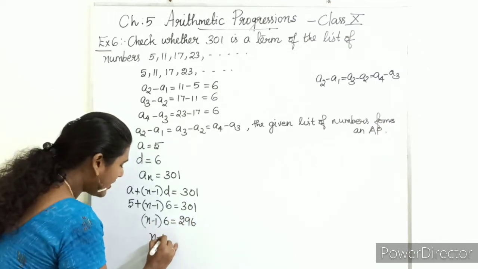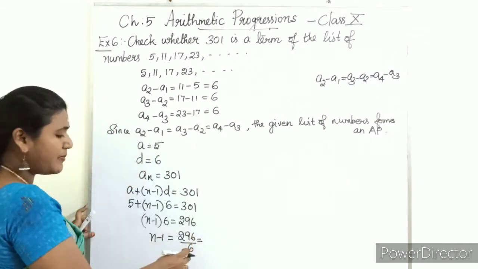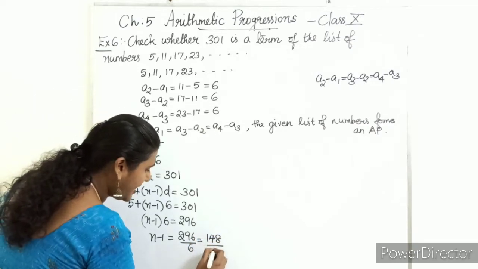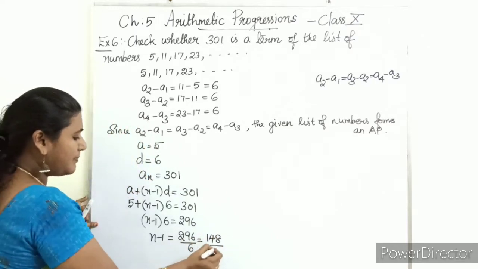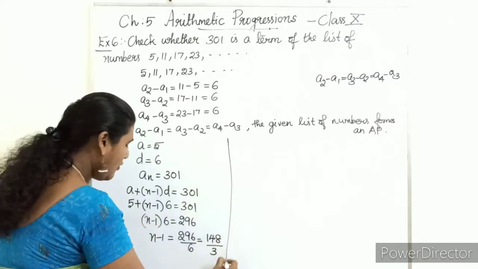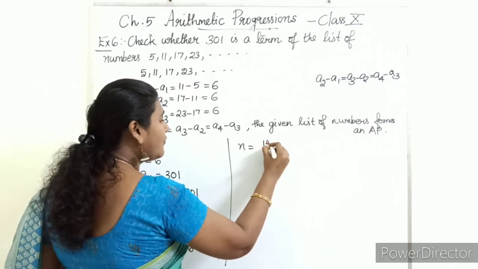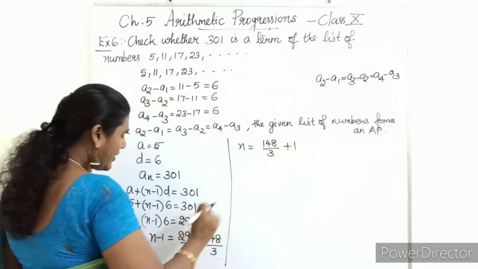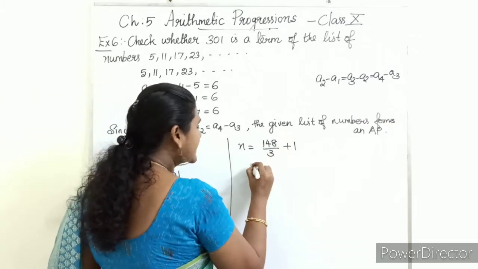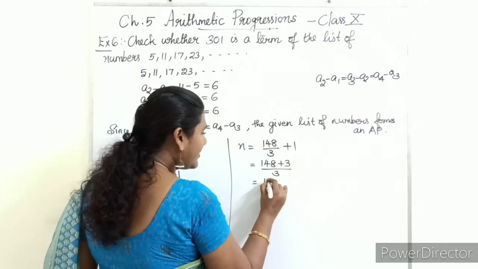Okay. So n minus 1 value is equal to 296 divided by 6. We can cancel by 2 table. So 148 by 3. Again we cannot simplify. So this is the value of n minus 1. Now we will calculate the value of n. So n is equal to 148 by 3 plus 1. This minus 1, when it goes to the right side, we will get plus 1. Now we will take LCM. So 148 plus 3 by 3, that is 151 by 3.